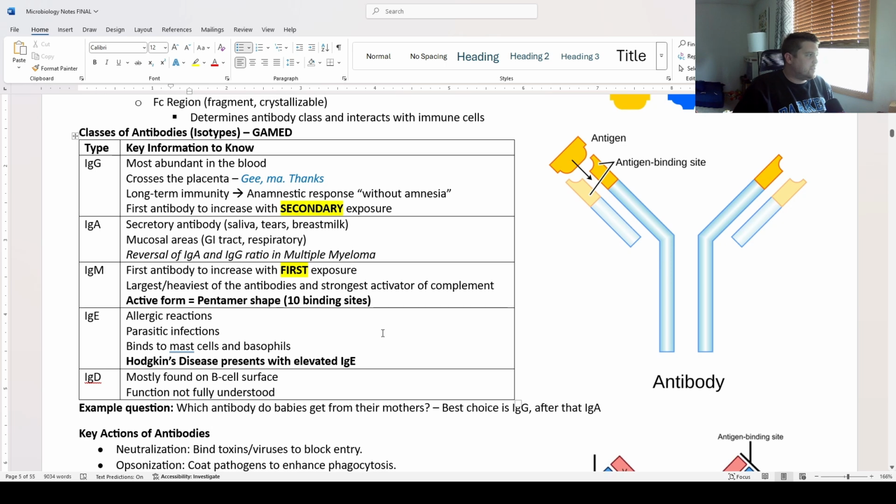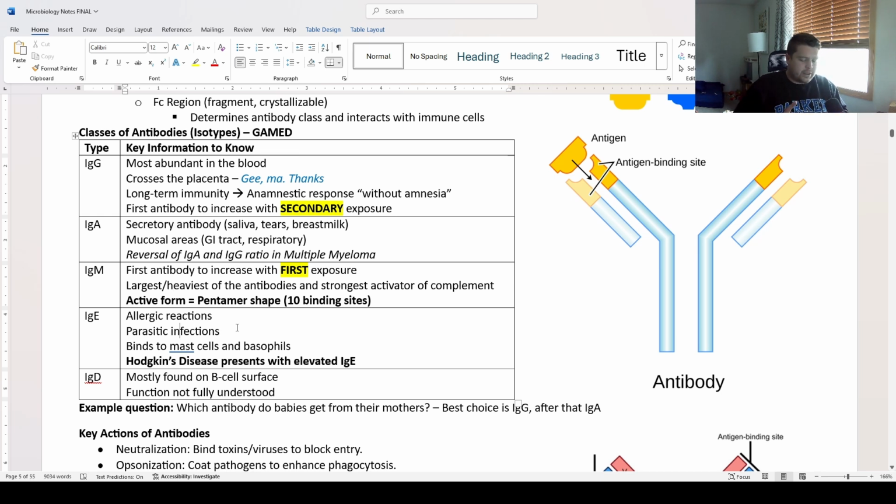Different types and classes of antibodies, also known as isotypes. We can use the mnemonic GAMED. We have IgG, A, M, E, and D. This is where a good chunk of questions tend to come from because each of these has a very specific reaction.